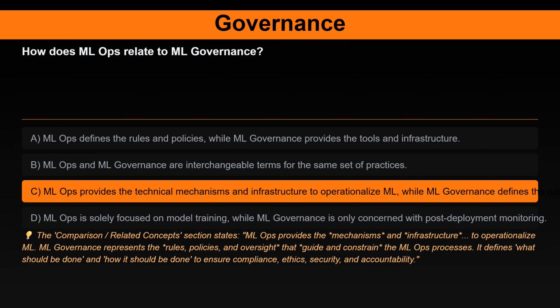The correct answer is MLOps provides the technical mechanisms and infrastructure to operationalize ML, while ML governance defines the rules, policies, and oversight that guide these processes. Here's the explanation. The comparison-related concepts section states, MLOps provides the mechanisms and infrastructure to operationalize ML. ML governance represents the rules, policies, and oversight that guide and constrain the MLOps processes. It defines what should be done and how it should be done to ensure compliance, ethics, security, and accountability.